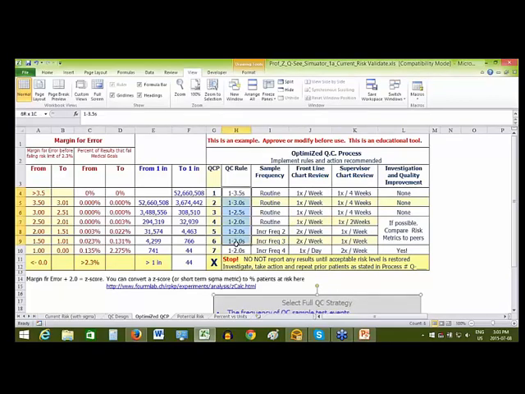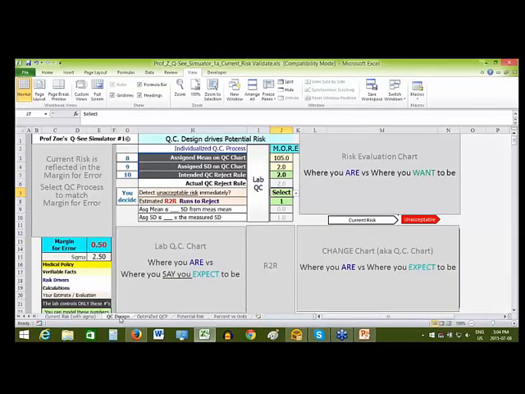So you can adjust the QC rule, you can adjust the sample frequency, you can adjust the QC chart review, you can adjust the supervisor's review, you can recommend specific action, and you can see how this could all be easily just driven straight from the numbers. There is the link here. This neat place will let us convert any sigma value, any z value, to a percent or vice versa.